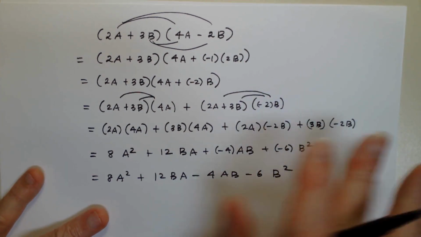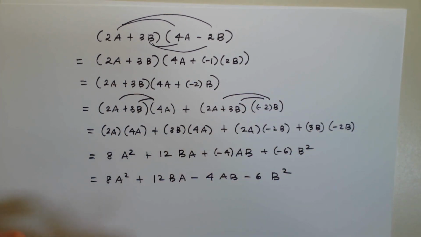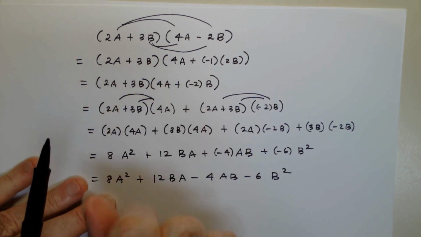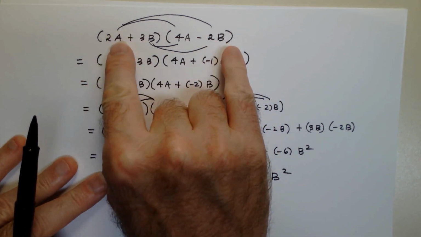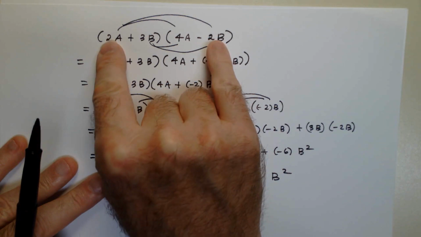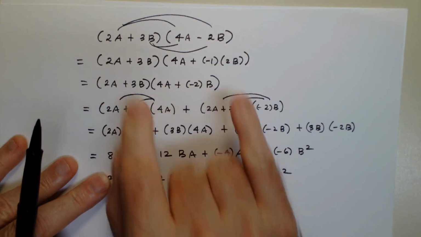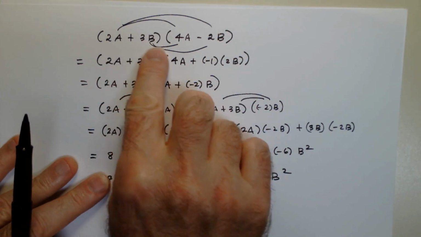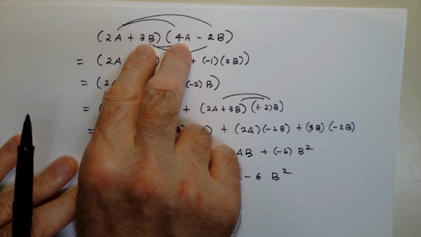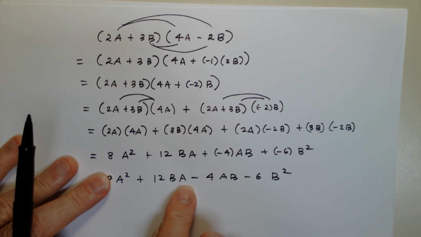In a product of binomials, the one thing you have to be attentive to is the order in which the matrix multiplication is taking place. So when you do this outside term, it's really minus 4, A on the left, B on the right. And when you do this inside term, it's 12 BA, B on the left, A on the right.